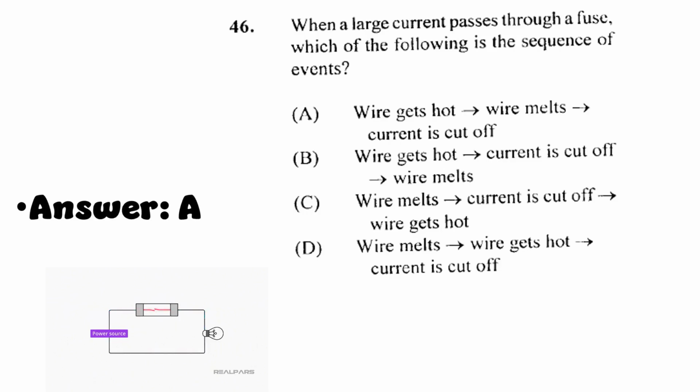The answer is A. You should have eliminated C and D right away, because how will the wire melt, then after that it's going to get hot? No, it doesn't work that way.